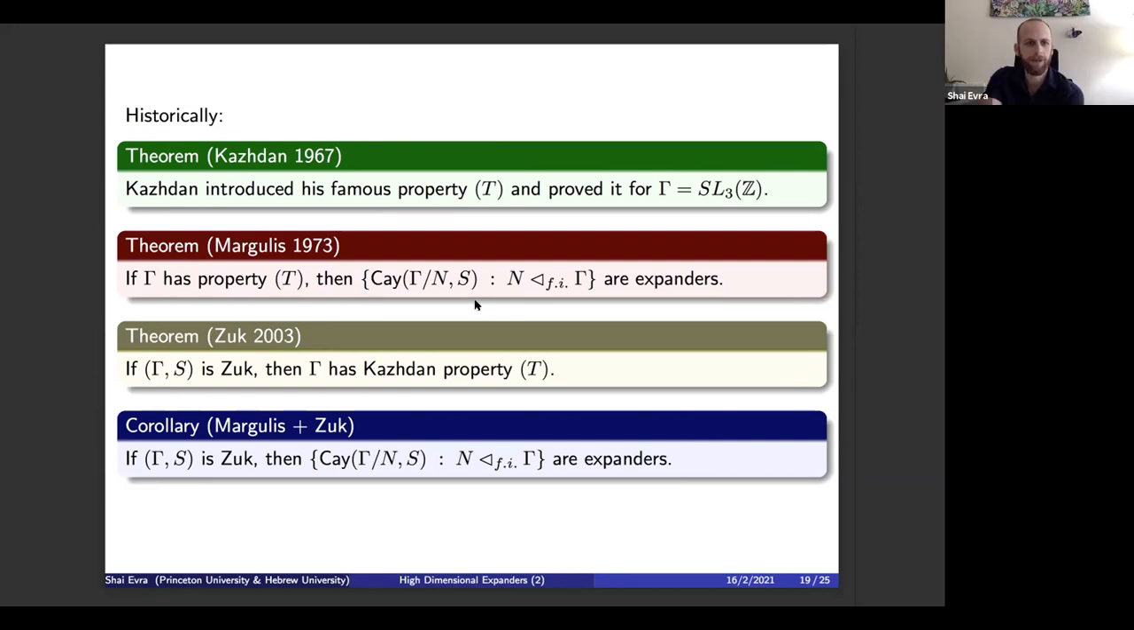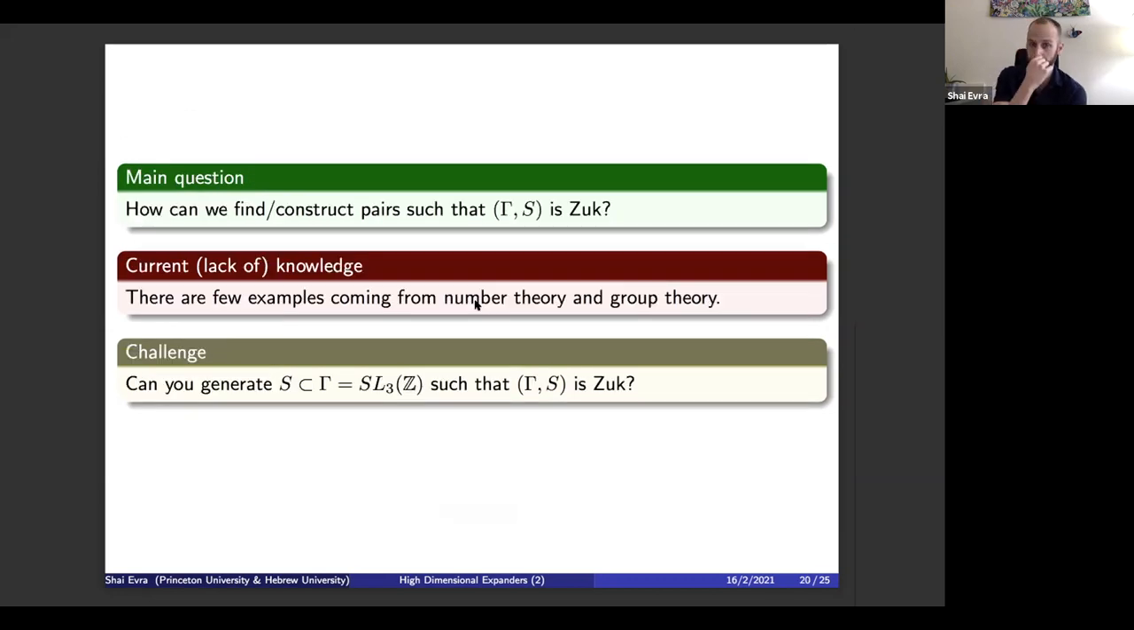Okay, so now, once we have this criterion, the Zhuk criterion, one may ask, how can we find or construct pairs satisfying the Zhuk property? If we have them, and if the groups have a lot of finite index normal subgroups, then we'll be able to easily construct expanders.